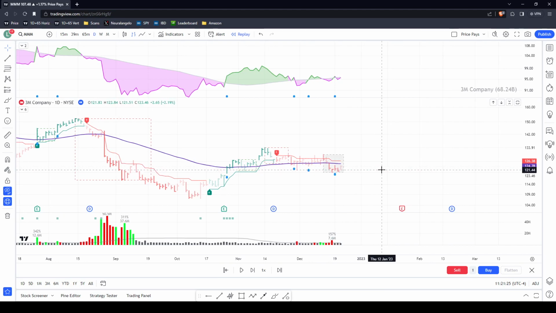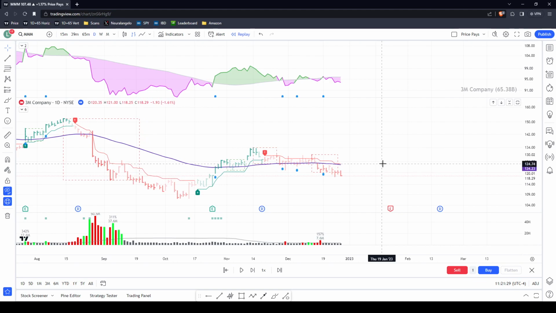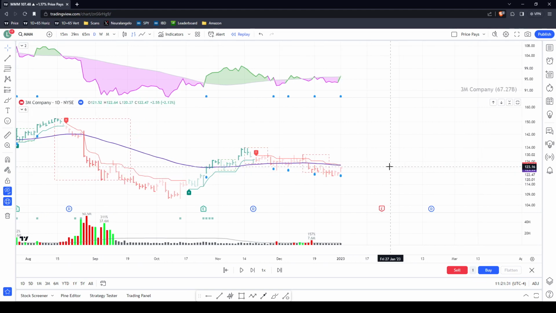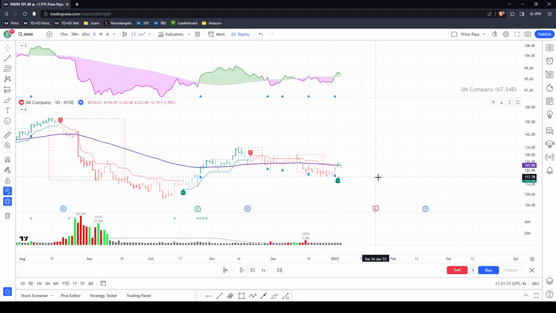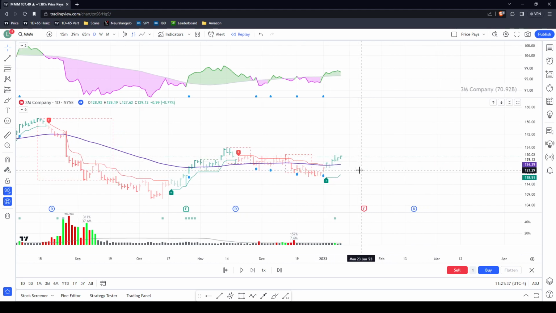All right, let's see how it does. Boom, boom, just chopped around at a price underneath the 65, meaning it's not good. All right, so let's try to come back up on this day. Let's see what it does.